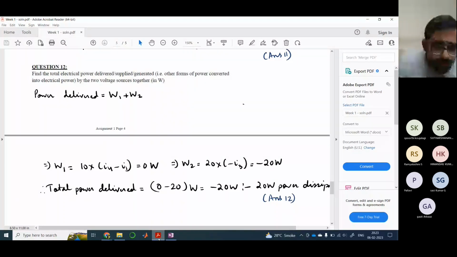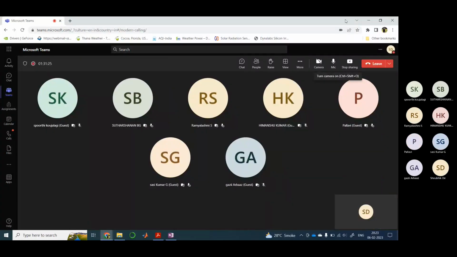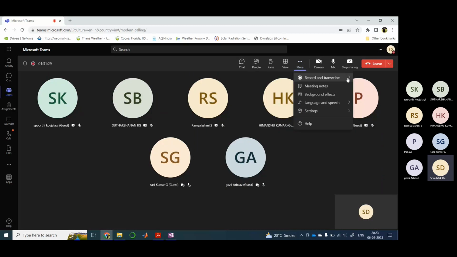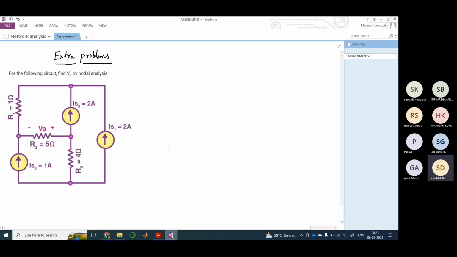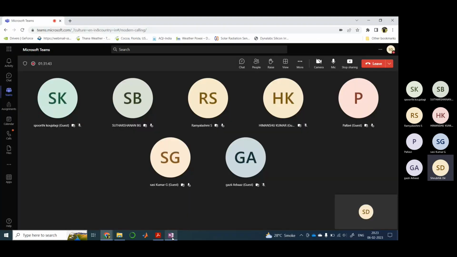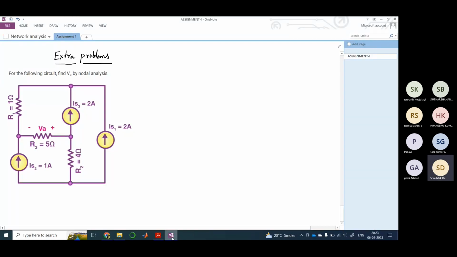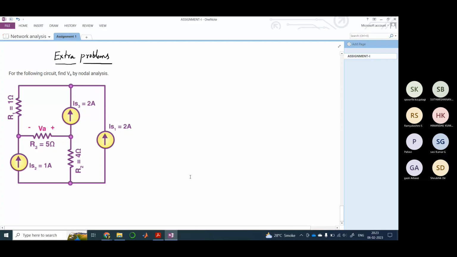So I'll stop my camera right now. I hope you will be able to hear me. I'll be pulling up this OneNote screen here. If anyone could let me know whether you are able to see this OneNote screen, this circuit which is drawn in violet color. Okay, thank you.